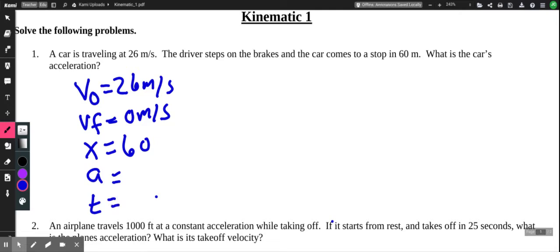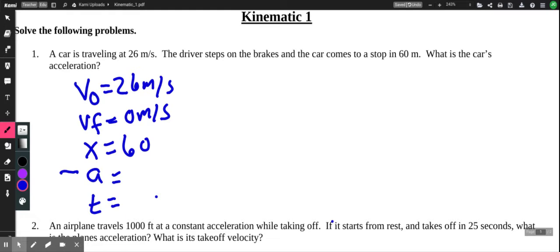So we have 3 pieces of data: initial velocity, final velocity, and displacement. If you have those 3 pieces of data, you can solve for a 4th piece of data. If you don't have initial velocity or acceleration, which we don't have acceleration here, we must solve for that before we solve for anything else. You must have initial velocity and acceleration, or you must be able to find initial velocity and acceleration first before you can solve for anything else.